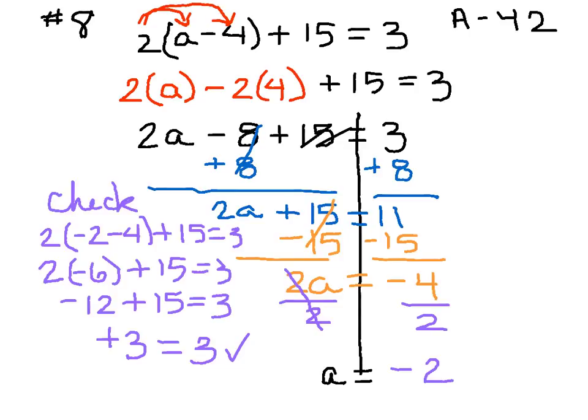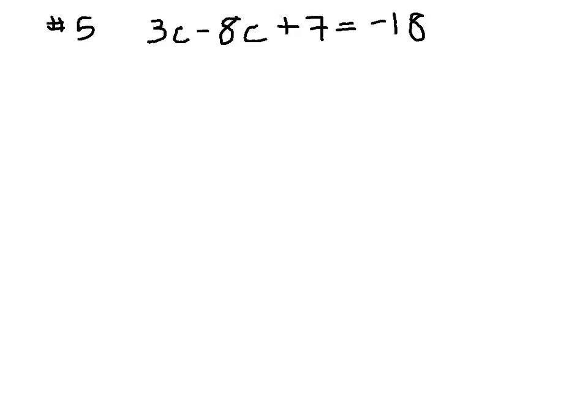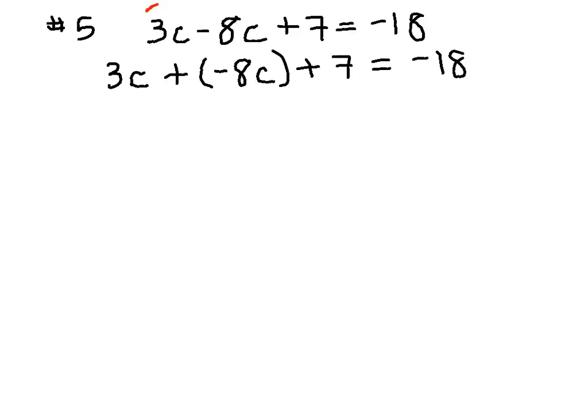Let's do one more, I guess. Okay, so our problem here is 3C minus 8C plus 7 is equal to negative 18. So I'm doing number 5. All right, so in this case, I'm going to go ahead and put a circle around all my like terms. So let's go ahead first and rewrite it all as an addition problem. So I get 3C plus negative 8C plus 7 is equal to negative 18. All right, so now I'm going to put a circle around all the terms that have a C in them. So that guy has a C, and that guy has a C.